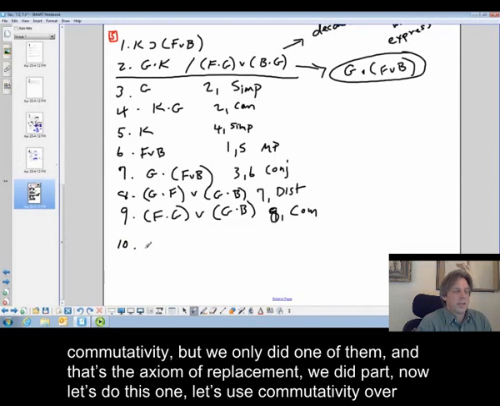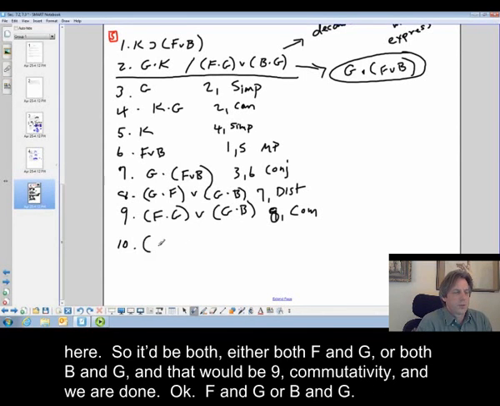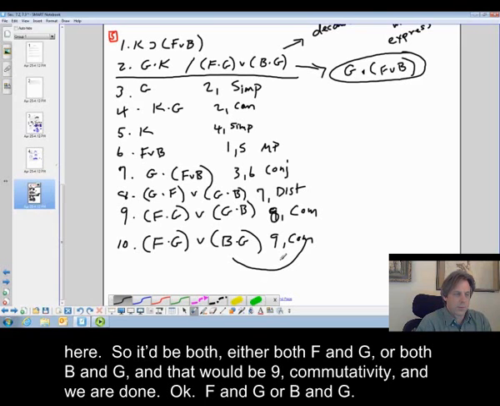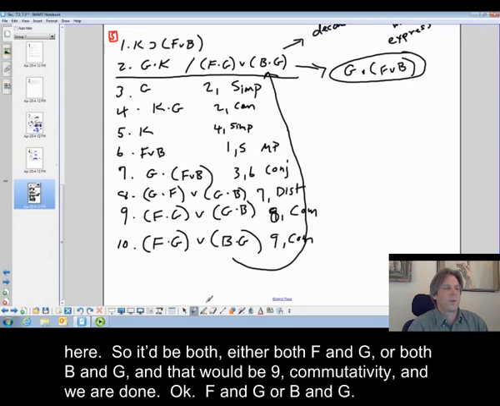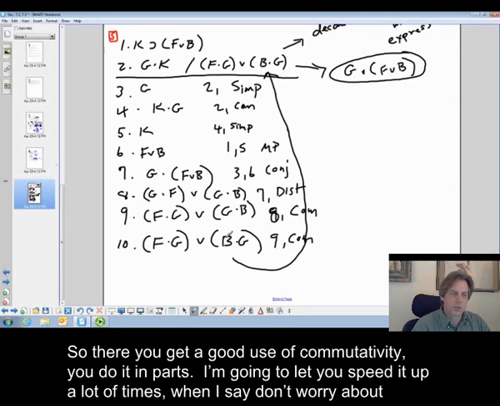We did part. Now let's do this one. Let's use commutativity over here. So it would be either both F and G, or both B and G, and that would be 9 commutativity, and we are done. Okay, F and G or B and G. So there you get a good use of commutativity.